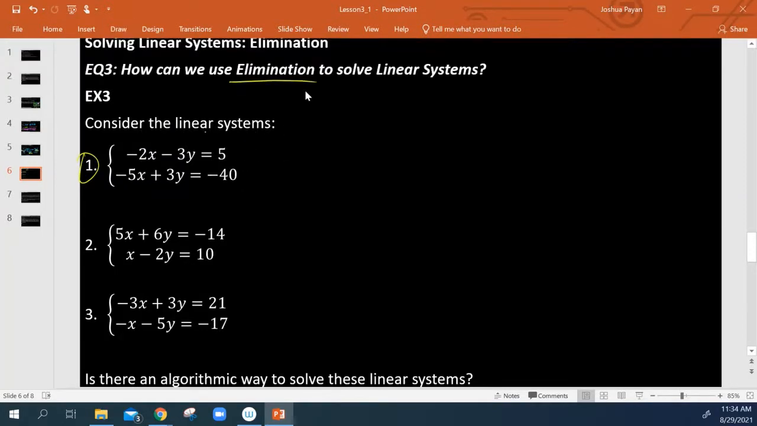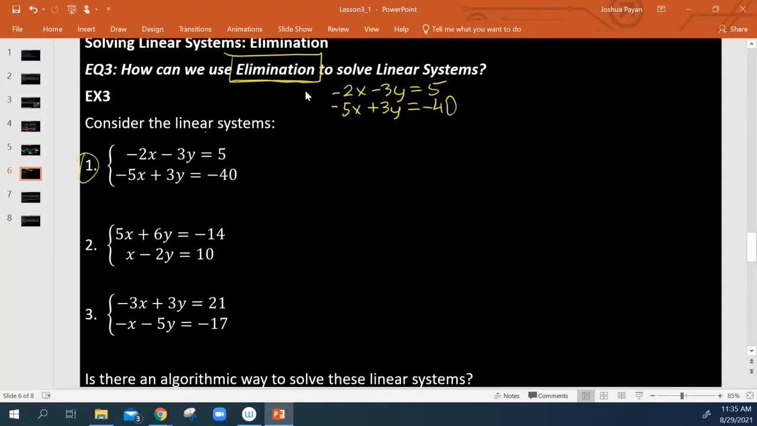Okay, it's good to have it expressed in standard form if you're going to use elimination. I like to just think of it as putting them in alphabetical order, right? But you'll see why here in a second. Okay, so if I write these two out, one on top of the other, negative 2x minus 3y equals 5, negative 5x plus 3y equals negative 40, right?